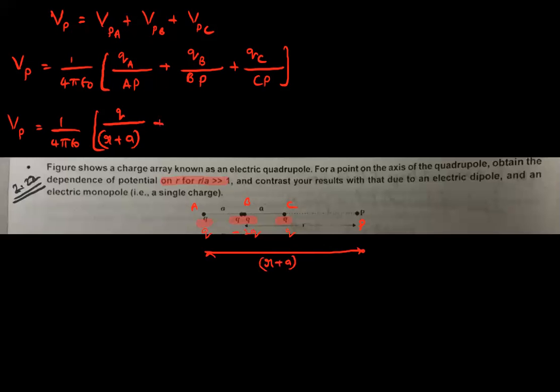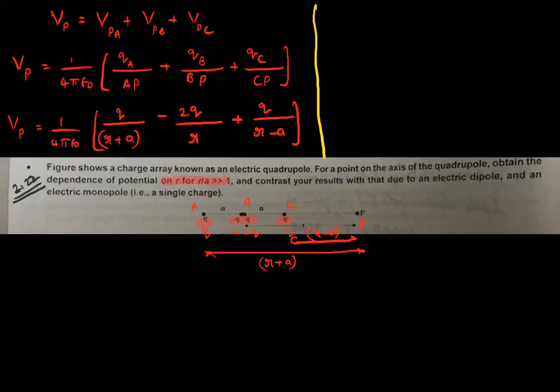Plus charge at B is minus 2Q. A negative charge will give negative potential, that's why minus 2Q divided by R. Plus charge at C is Q divided by the distance, here R minus A. Now we need to simplify the steps.